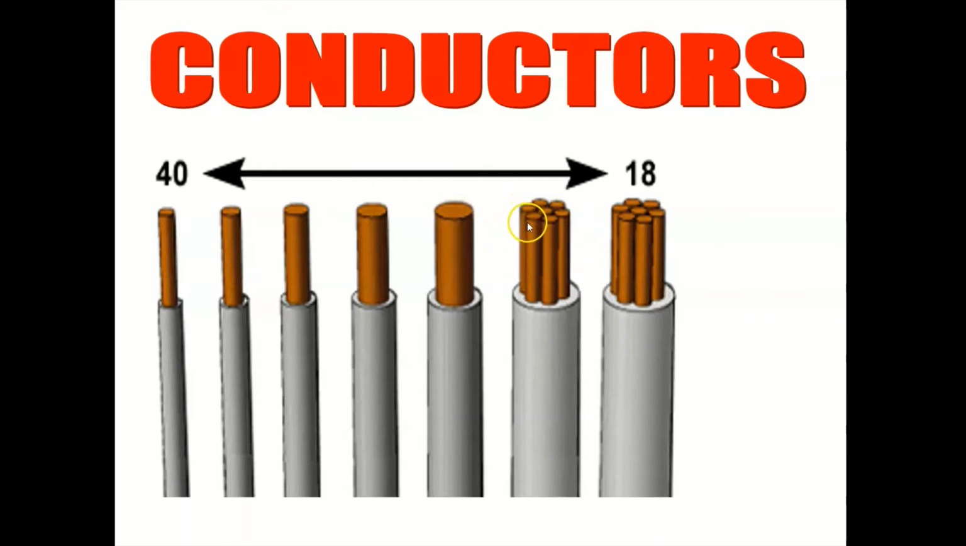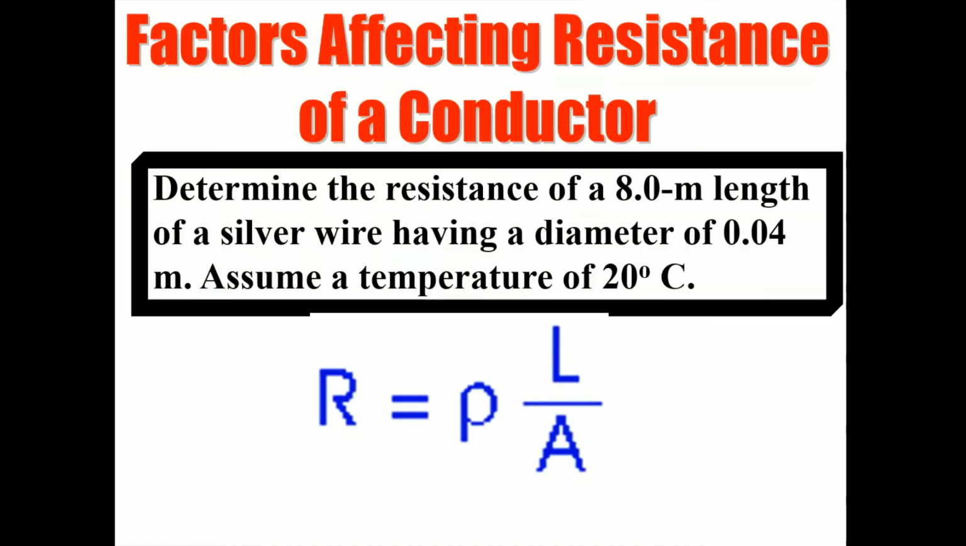They will allow way more current because they have more outside surface area. And there's basically less waste. That's just a little bit of electrical engineering right there. Okay, so resistivity is what a material is made of. L is the length of that resistor or that wire. And then A is the cross-section area.